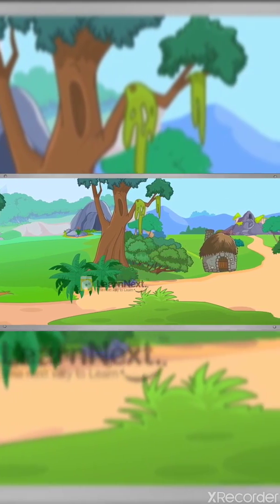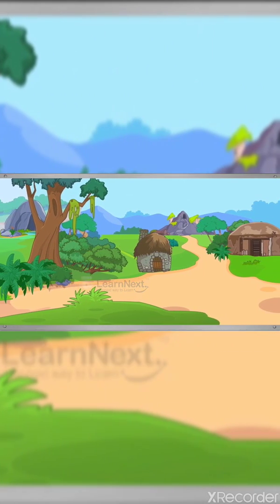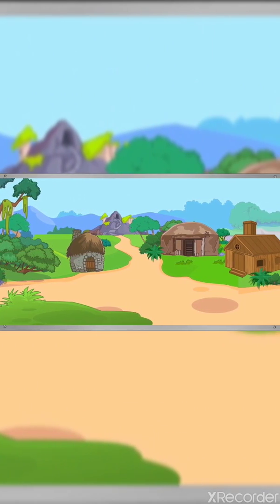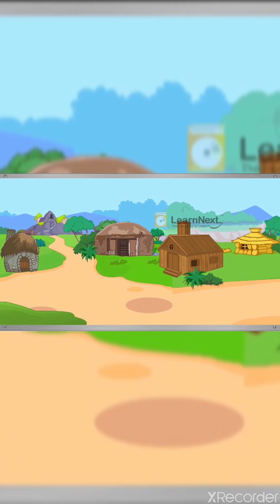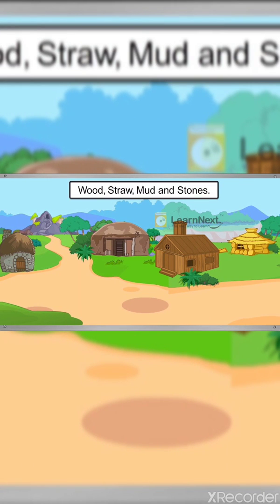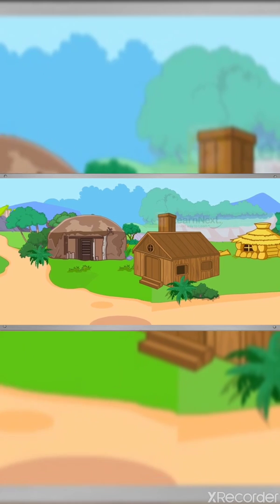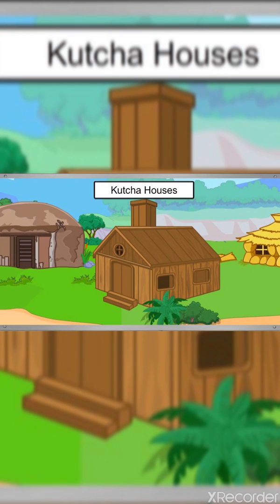They liked the idea so much that soon people started using all sorts of things to build houses. They used wood, straw, mud, and stones. These houses were not very strong and are called Kutcha Houses. Kutcha Houses are still found in some villages.